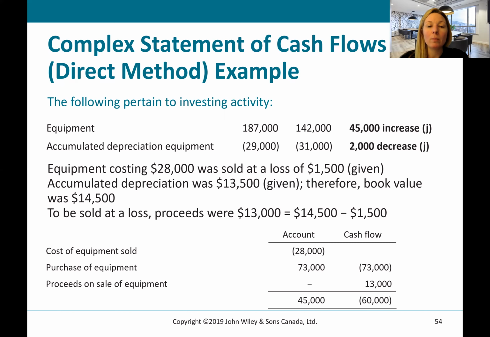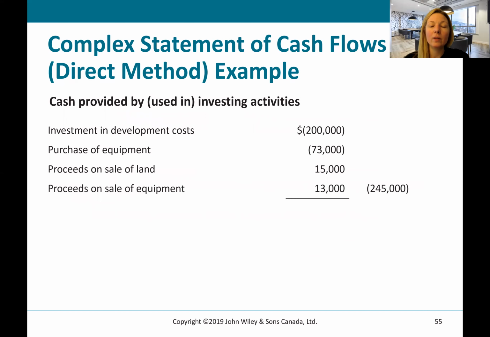So we know that the equipment was sold at a loss. So the proceeds must have been our 14,500 minus the $1,500 loss. So you can see the proceeds on the sale of equipment there are 13,000. And the purchase of the equipment is going to be $73,000. Okay, so here's our cash provided by investing activities.